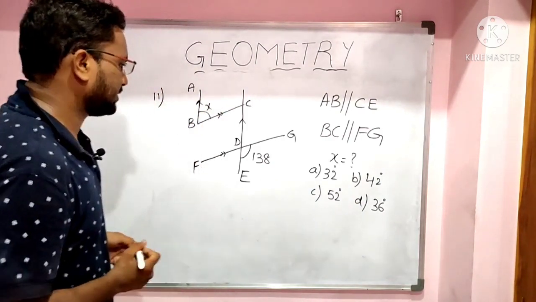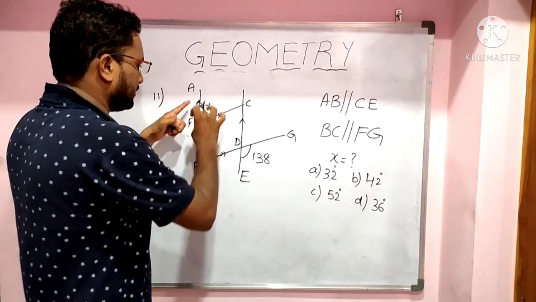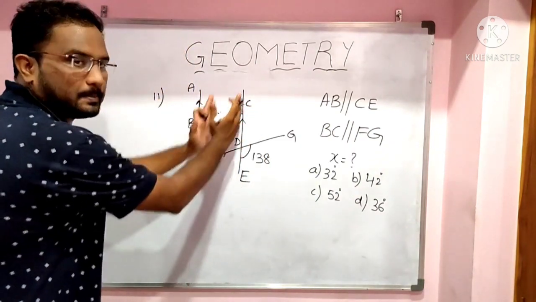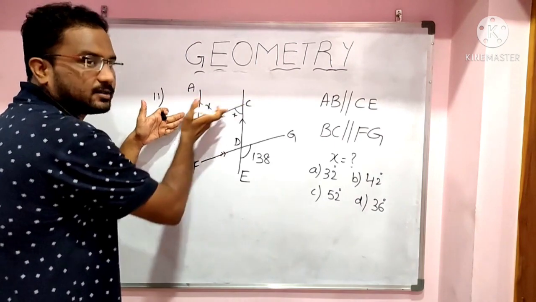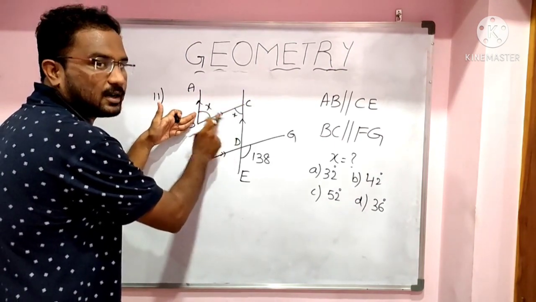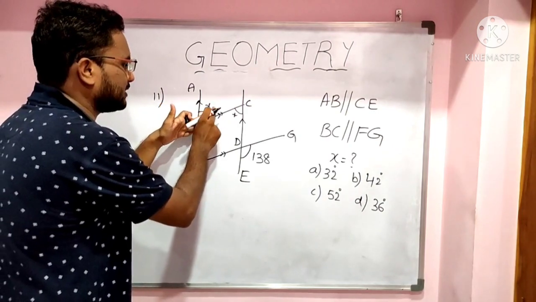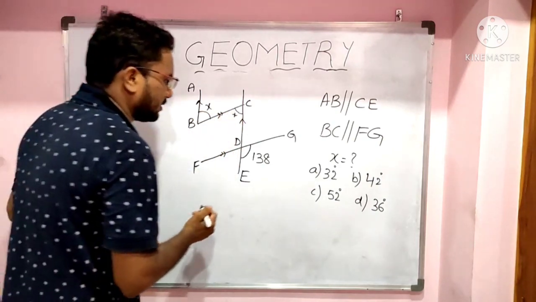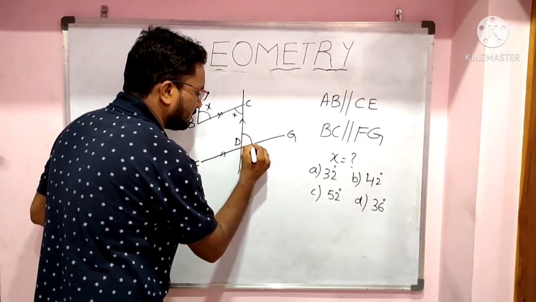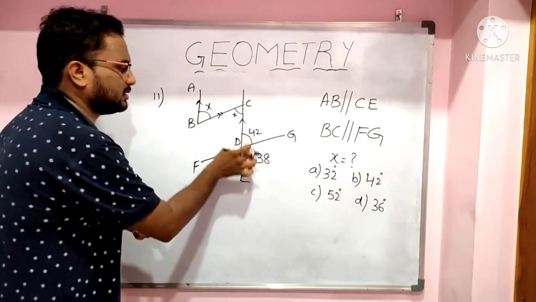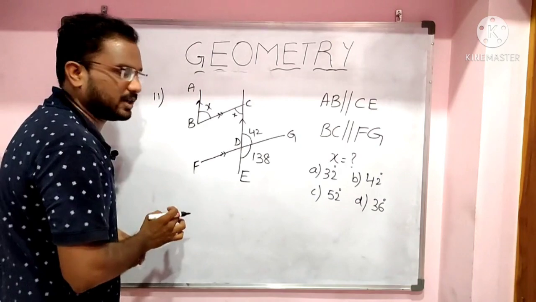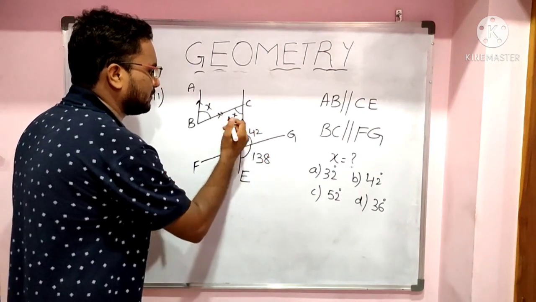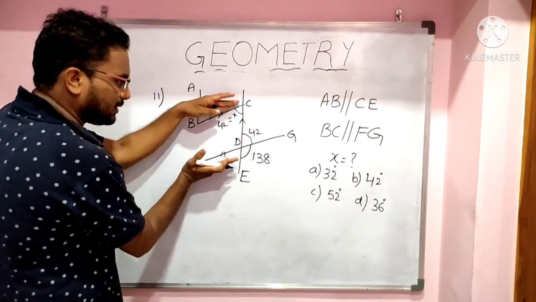So first of all, if this is X, then this should be equal to X. Why? These two are parallel lines and this is the transversal, so these two angles are alternate interior angles, Z-shaped angles. Then if this is 138, this will be equal to 42, because this is a straight angle. The sum of two angles should be 180. If this is 138, then this should be equal to 42. If this is 42, then this should be equal to 42, because these two lines are parallel.